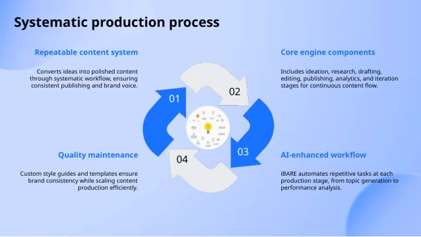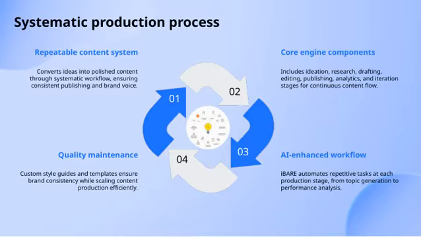Let's take a closer look at our systematic production process. First, we have a repeatable content system. This means we can turn ideas into polished content through a well-structured workflow. It helps us publish consistently and maintain our brand voice across all platforms. Next, the core engine components are crucial. They include all the key stages like ideation, research, drafting, editing, publishing, analytics, and iteration. This cycle ensures our content keeps flowing smoothly and continuously improves over time.